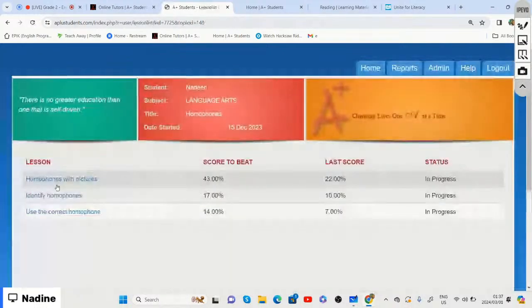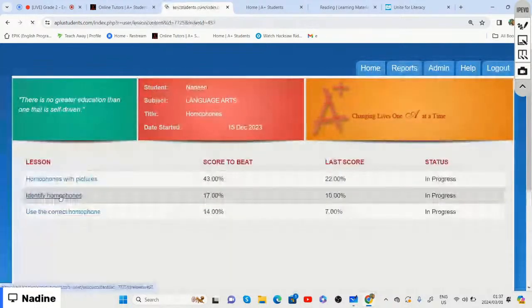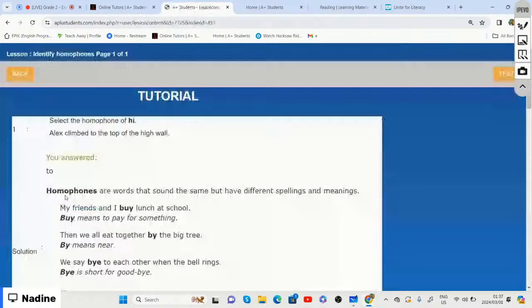All right, so now we're going to identify homophones. And once again, homophones are words that sound the same, but they have different spelling as well as different meanings. You can sometimes find two, three, or even more words that sound the same, but the spelling as well as the meaning of these words are different. So now we're going to identify the specific homophones within the sentence.